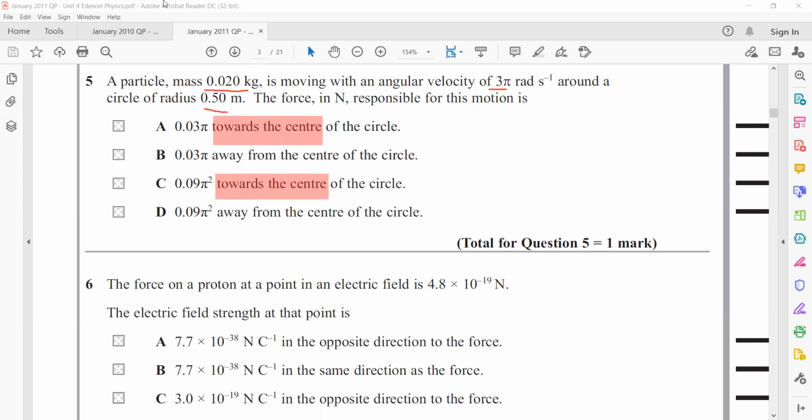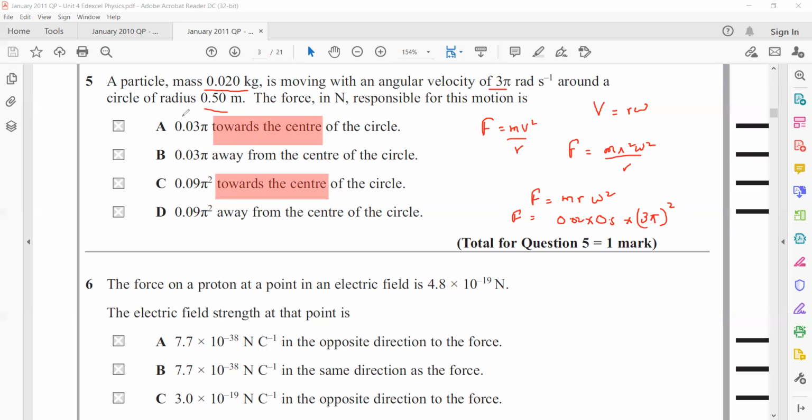and C. Then what is the formula which relates the angular velocity and the force? The centripetal force is given by m v square over r, and we know v is equal to r omega. So in place of v, if we substitute r omega, it will be F equals m r square omega square over r. When we simplify, F is equal to m r omega square, where m is the mass, which is 0.02, r is the radius, which is 0.5, and omega is 3 pi. So it will be 3 pi square.